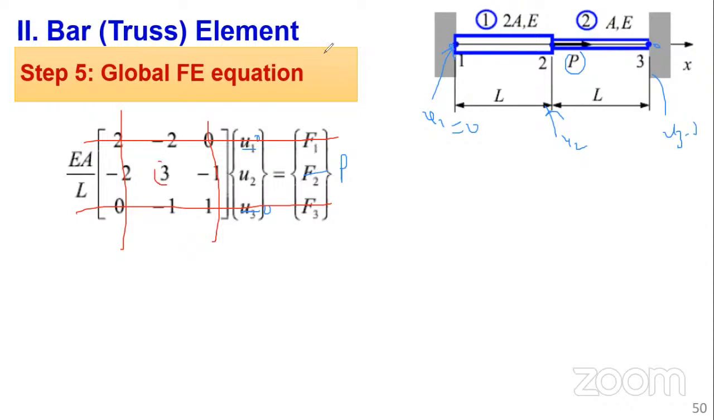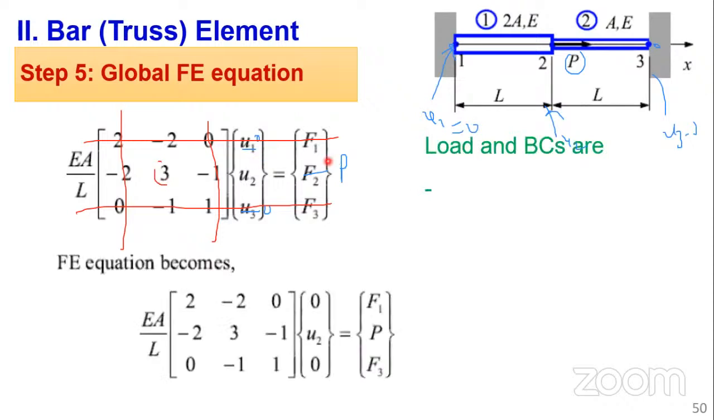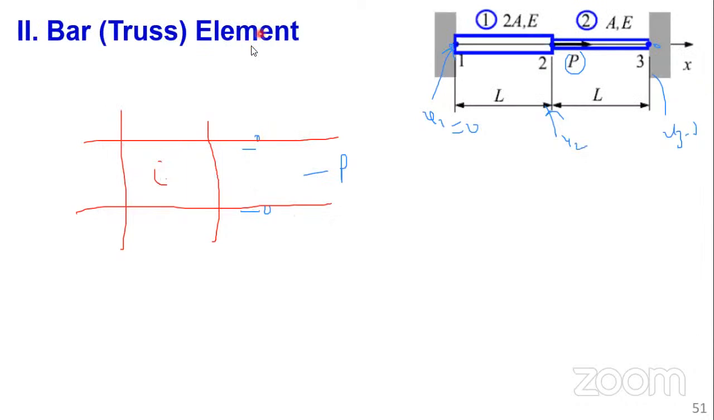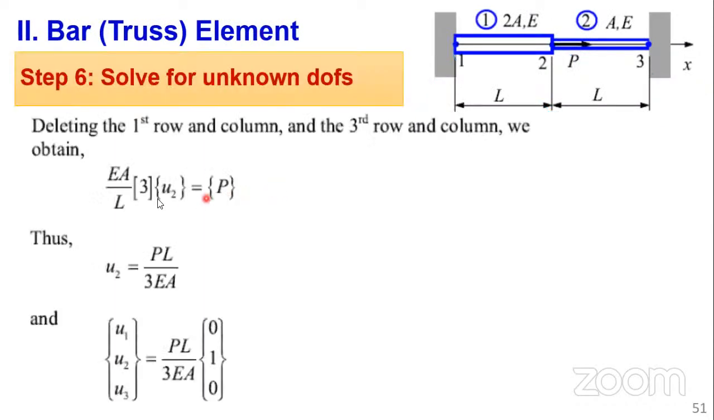So if you go to the boundary condition, of course, I have invoked it. So our equation has 0, 0, F1, P, F3. Our solution for this, deleting the first row and that column, we obtain U2 is equal to PL over 3E.